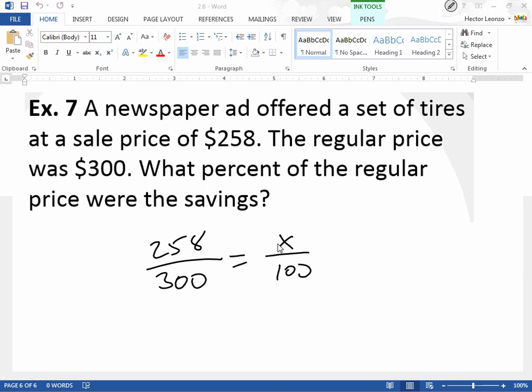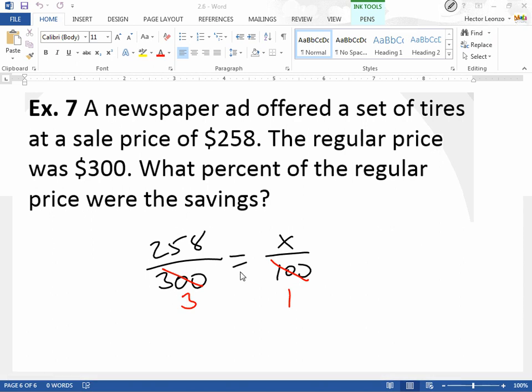I don't know how much percent is. So the part, this is the is over the entire part, is over of equals percent over 100. So let me figure it out. First I'm going to simplify 100 and 300. Let me divide each by 100. This is 1, this is 3.